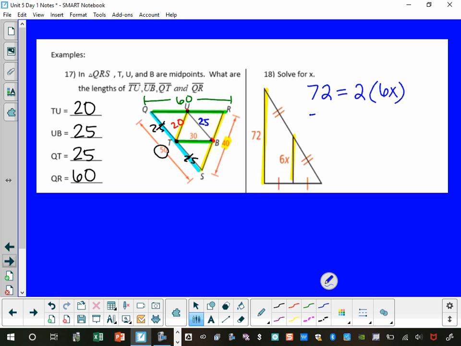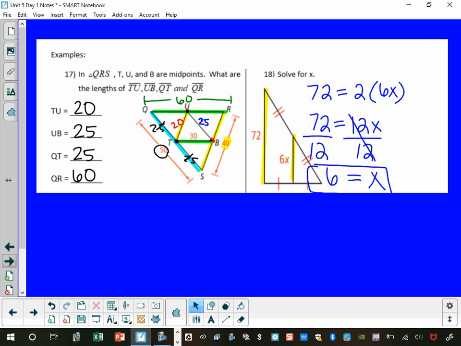You can put this in Desmos, or we can solve. What's 2 times 6x? 12x, right? Now how do I solve for x? Divide by 12. So x equals, you should get 6. If you wanted to check yourself and plug in 6 for this x, 6 times 6 is 36, which is half of 72. So we did it right.